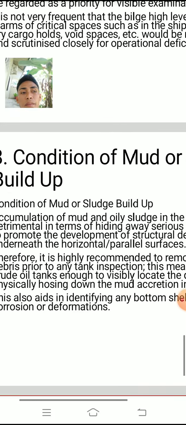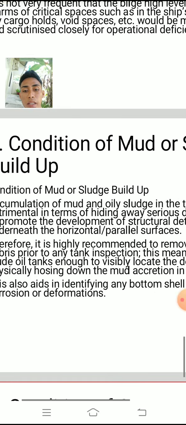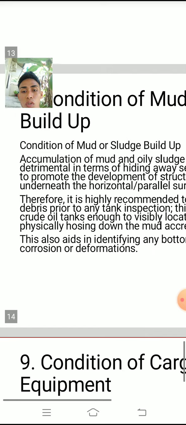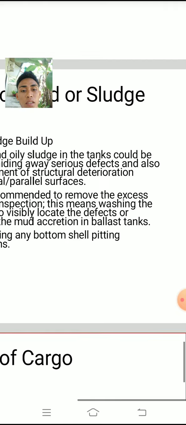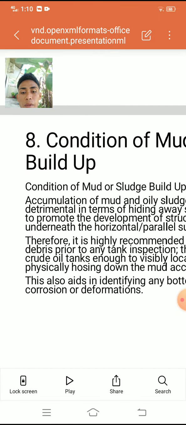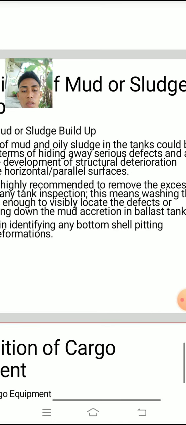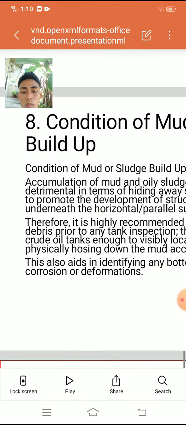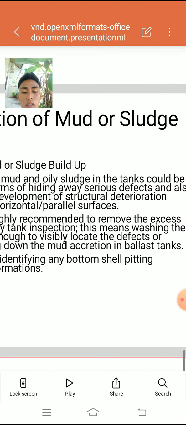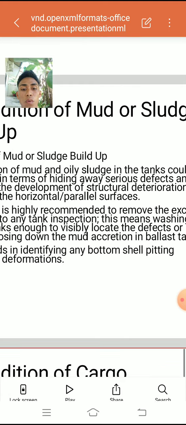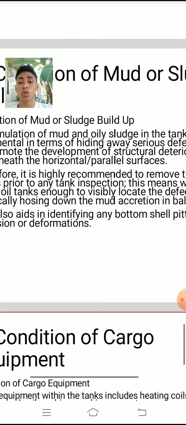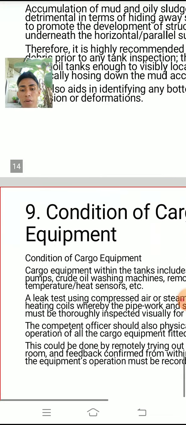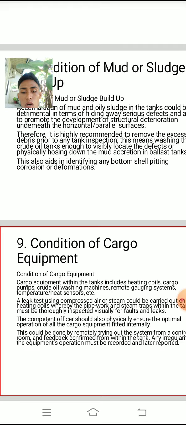Number eight, condition of mud and sludge build up. Accumulation of mud and oily sludge in the tanks can be detrimental in terms of hiding away serious defects and also promoting the development of structural deterioration underneath the horizontal parallel surfaces. Number nine is the condition of cargo equipment.